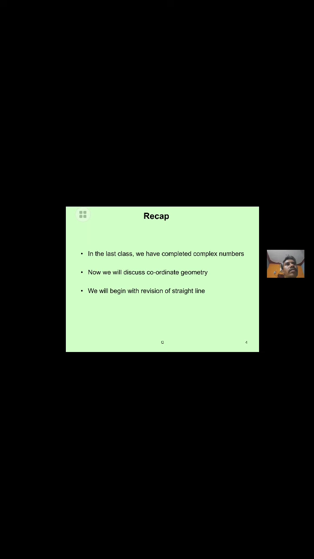In 10th class or 9th, 8th, in school age, you learned somehow and you did some problems related to straight lines. So structure. Let us put some questions. What is a straight line and its properties?